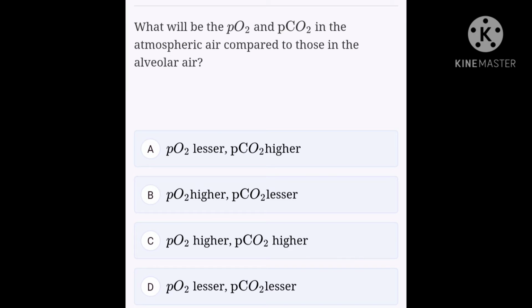What will be the, I hope it is partial pressure, but I will call it pressure here, guys. Pressure of O2 and pressure of CO2 in the atmospheric air compared to those in the alveolar air. Option A, pressure of O2 lesser and CO2 higher. Option B, pressure of O2 higher and CO2 lesser. Option C, pressure of O2 higher as well as CO2 higher. Option D, pressure of O2 lesser and CO2 lesser. So option B is the right option here, guys.